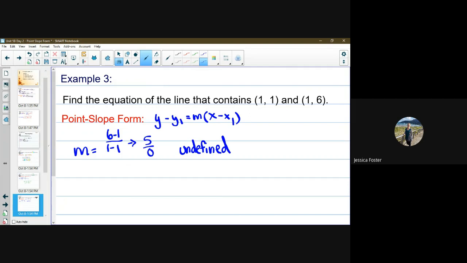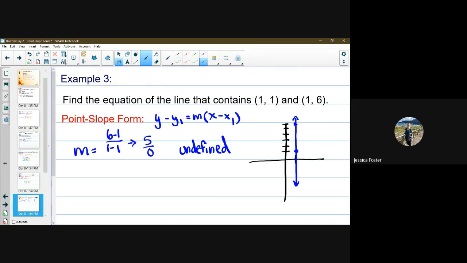So then the question is, how do I write an equation if I have an undefined slope? It looks different than any of our other equations. So imagine if I have this graph right here, and I've got point 1, 2, 3, 4, 5, 6. I have these 2 points of (1, 1) and (1, 6). The line goes through those 2 points. So this is what the graph is going to look like.